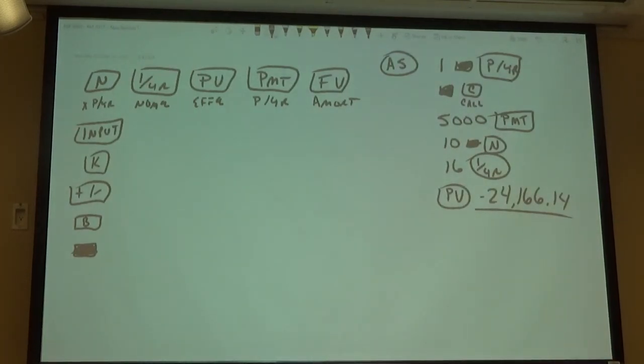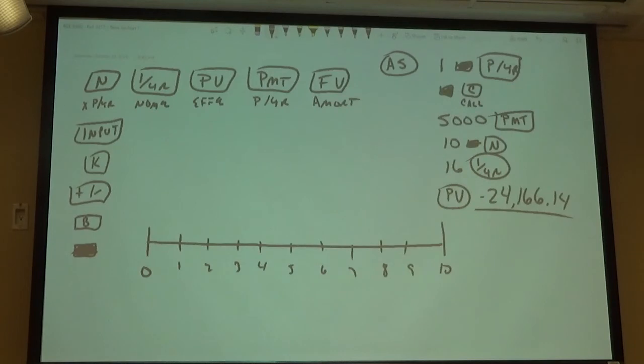If you read the problem, that's how much that investment is worth to him today, in today's dollars, assuming a 16% interest rate. Now, one of the things I like to do, just to visualize what's going on here, is draw what I would call a timeline, starting with your 0 and going 1, 2, 3, 4, 5, 6, 7, 8, 9, and 10. Okay, for 10 years. So what is actually taking place here? He is receiving $5,000 a year.